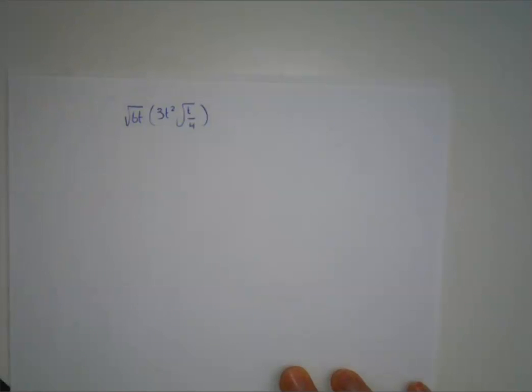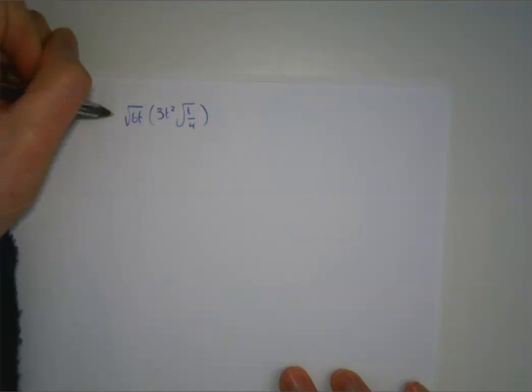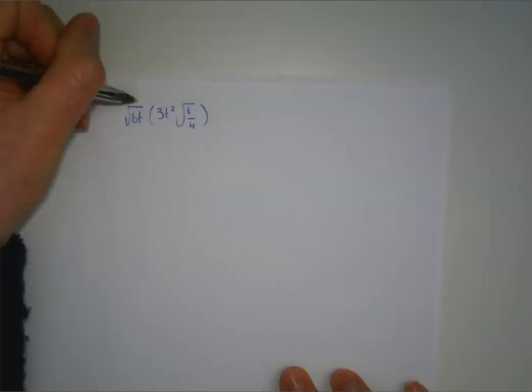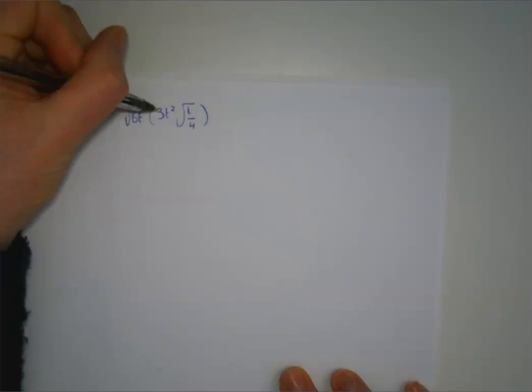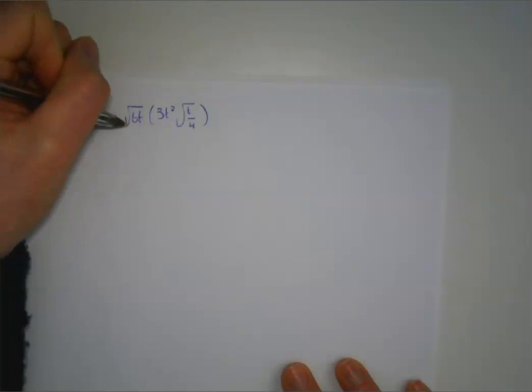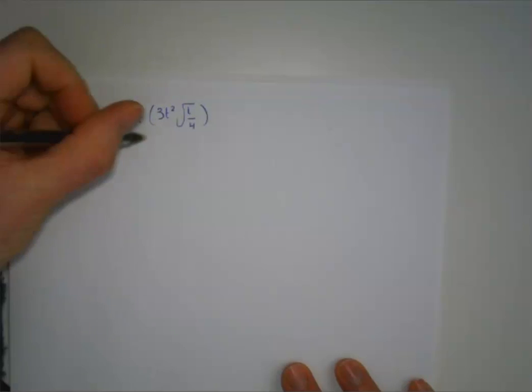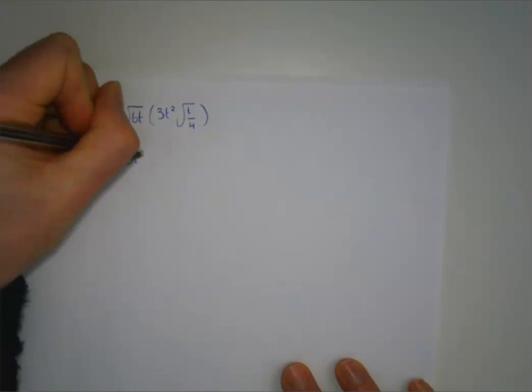So when we're multiplying, remember you multiply coefficients with coefficients and radicals with radicals. So this one has no coefficient on the outside, right? We're multiplying root 6t by this whole expression, 3t squared root t over 4. And because this has no coefficient, when we multiply, the coefficient will just be this one, so 3t squared.